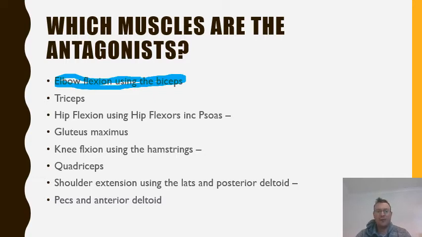If we use our hip flexors, which are our psoas, a little bit of a muscle called tensor fascia lata, then our gluteus maximus has to relax. In knee flexion, using the hamstrings, the quadriceps have to relax to allow that movement to happen. In the last one, where we see shoulder extension going back, we use the lats and the back of our deltoid, this posterior deltoid. To allow that to happen, try it yourself, the pecs have to be able to relax and the front of the deltoid needs to relax.